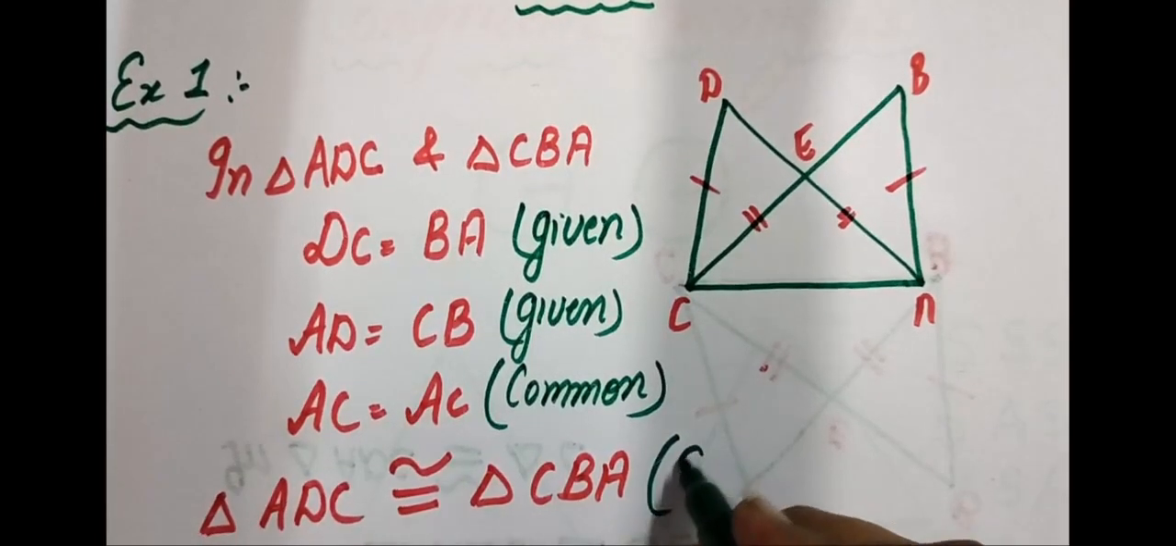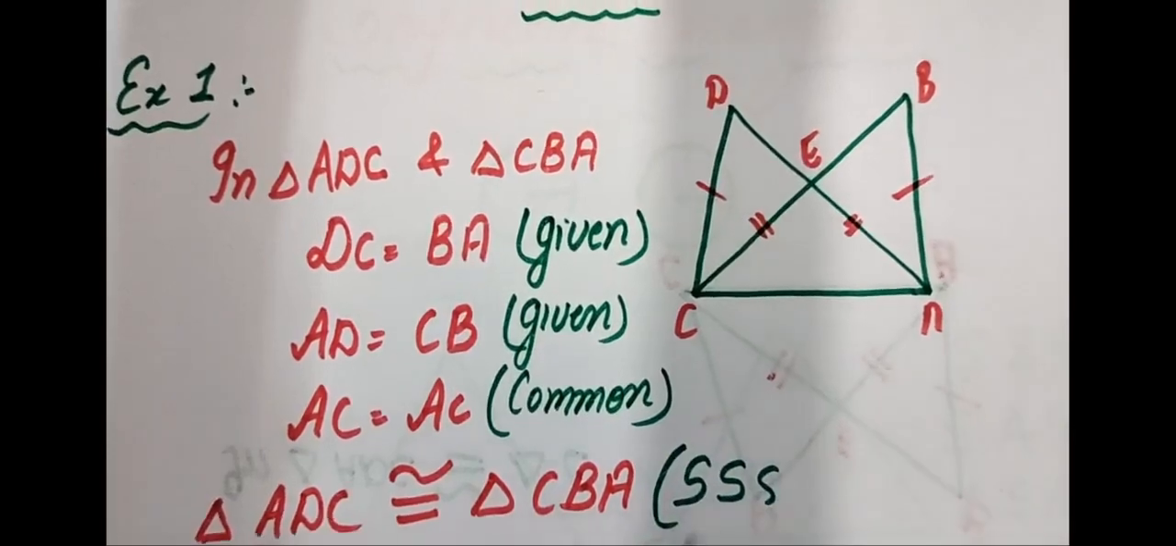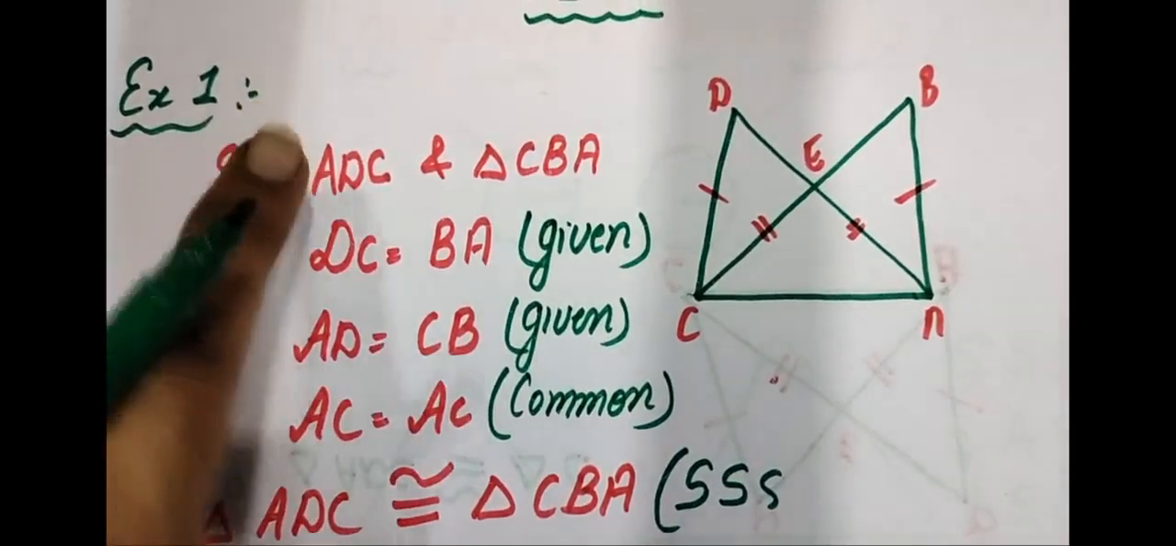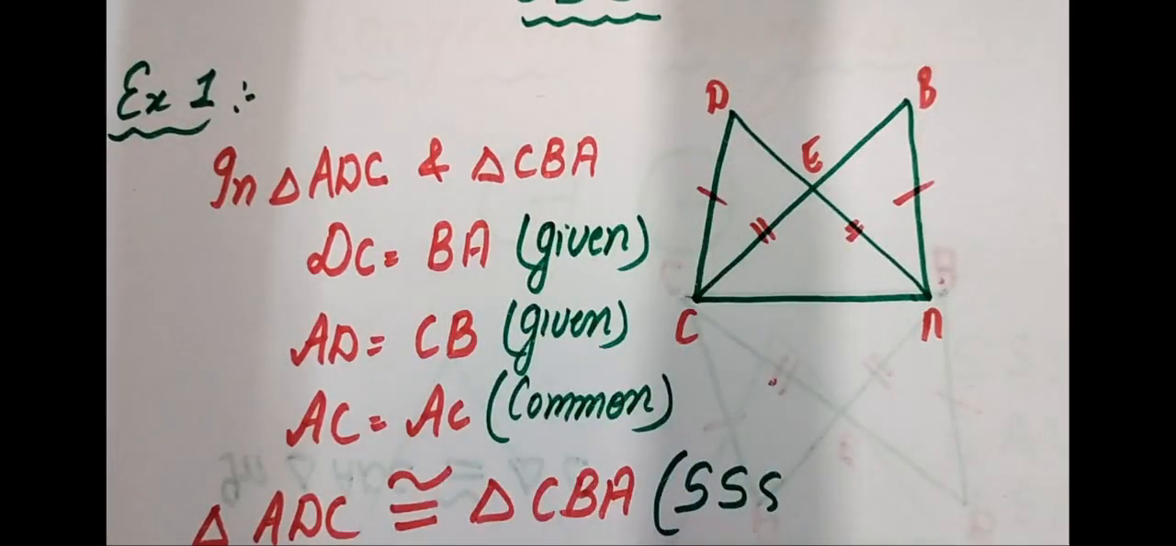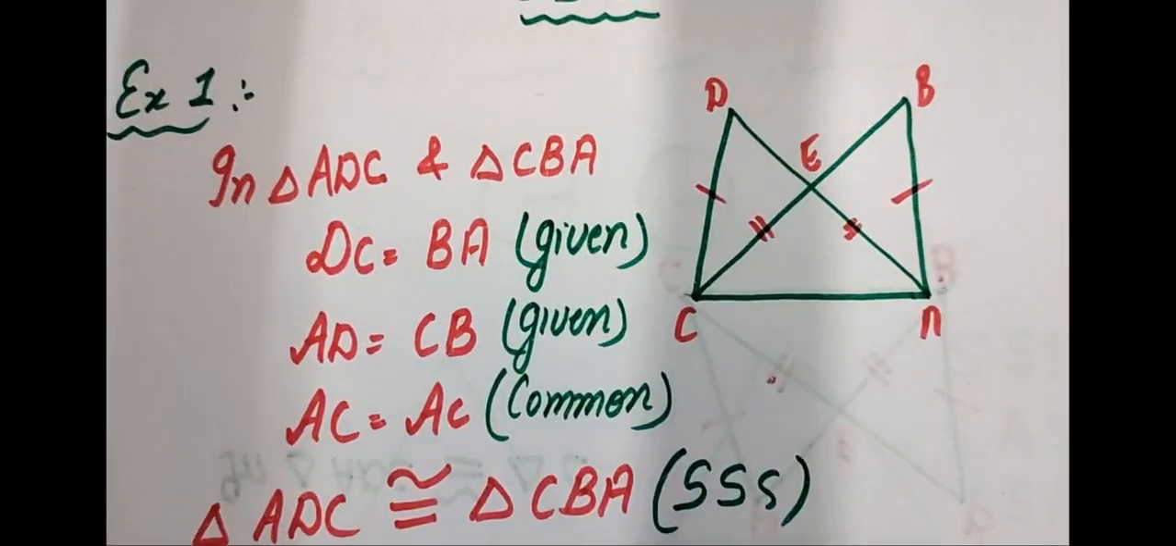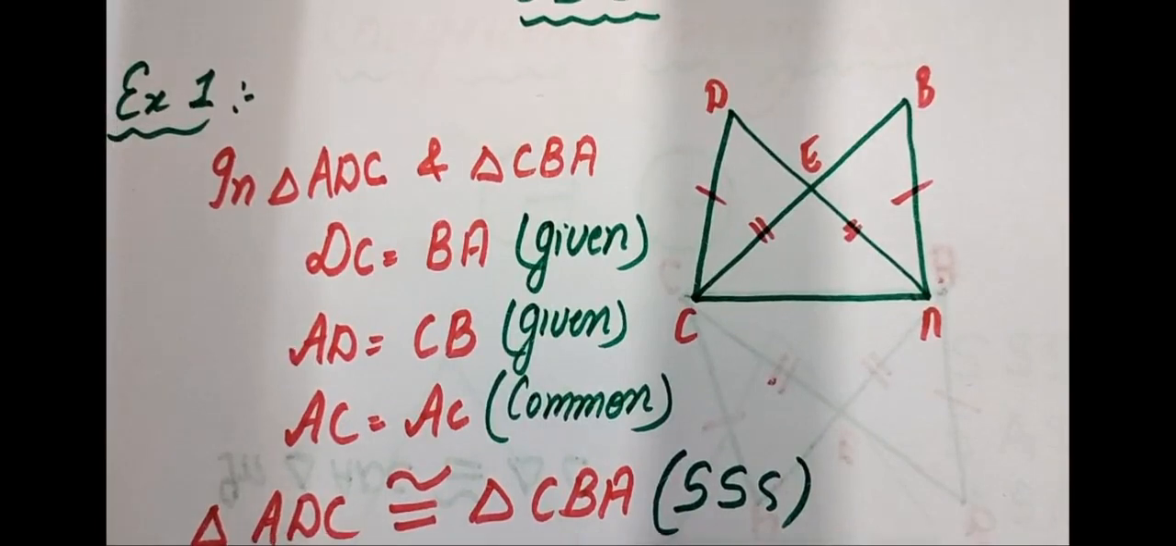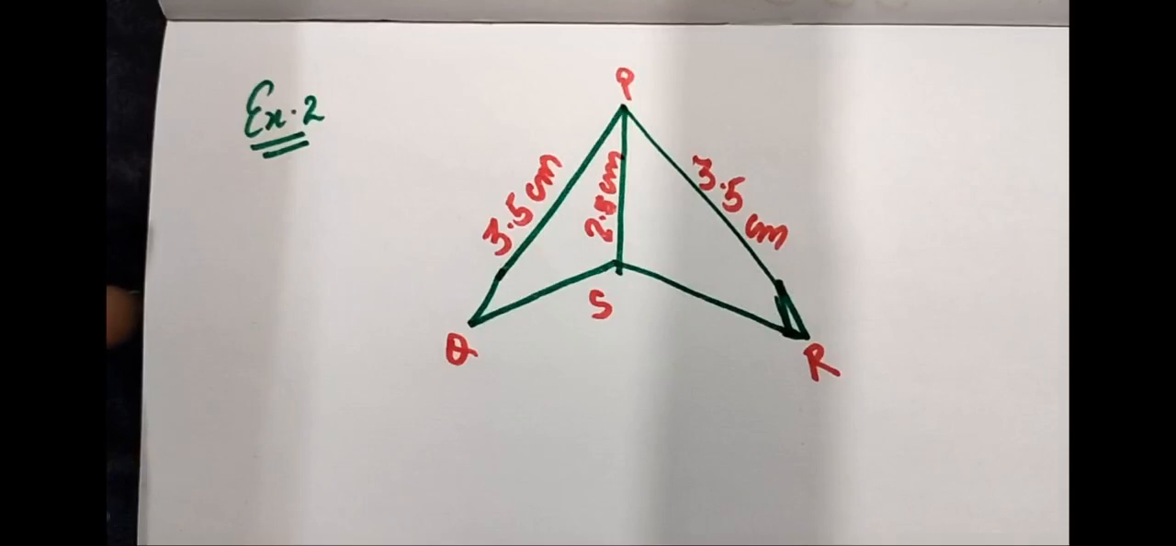So that is SSS, because the 3 sides of this triangle are equal to the corresponding 3 sides of this triangle. So that means this triangle is congruent by SSS congruence criteria. So now example number 2.